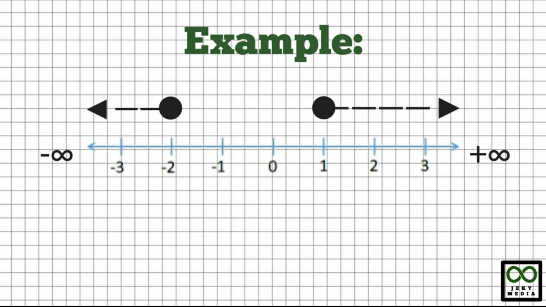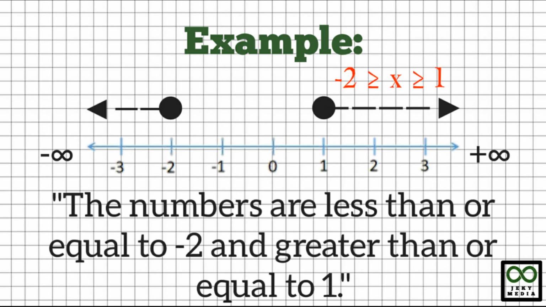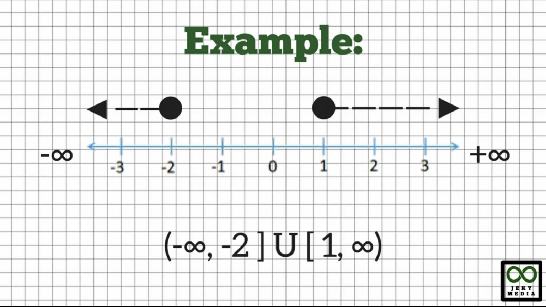In the fifth example, the directions are given to locate the solutions. The solutions are found from closed circle, -2, going to negative infinity. Also, solutions are found from closed circle, +1, going to positive infinity. The inequality is read as: the numbers are less than or equal to -2, and greater than or equal to +1. In this example, we will use the union symbol to connect solution sets. In the first interval, we have open parenthesis, negative infinity, comma, negative 2, and a bracket. Let's put union in between. And in the third interval, we have bracket, positive 1, comma, positive infinity, and a close parenthesis.